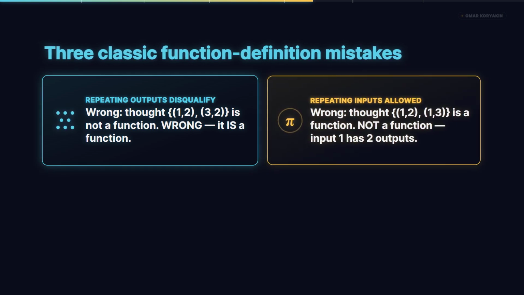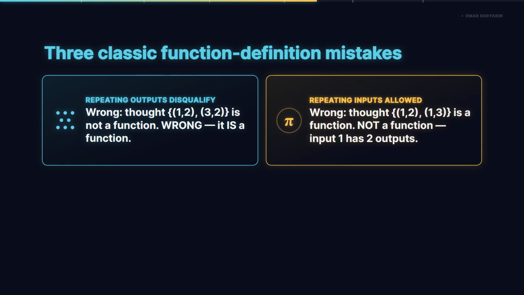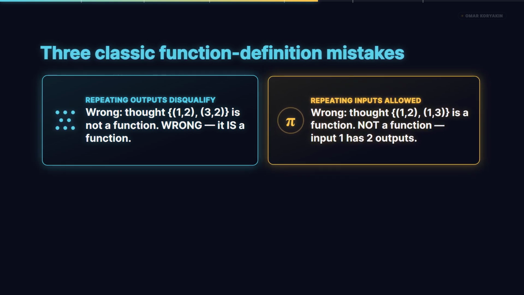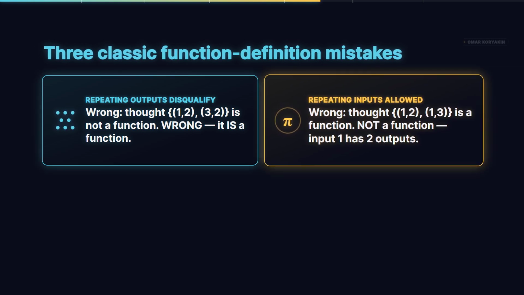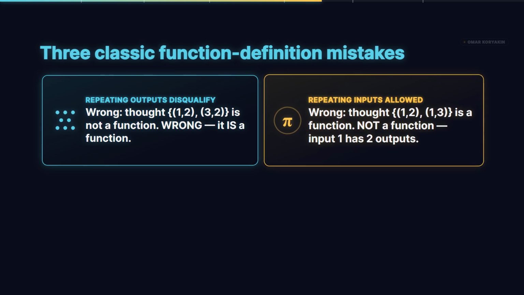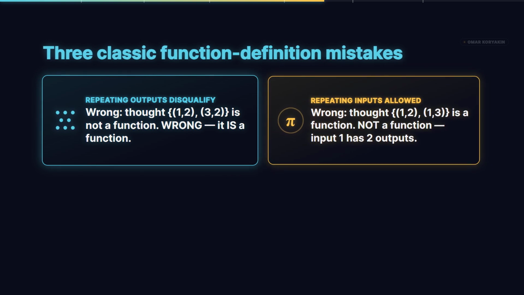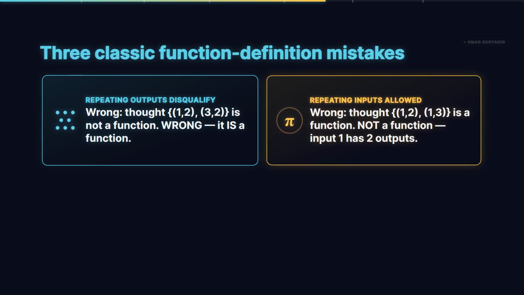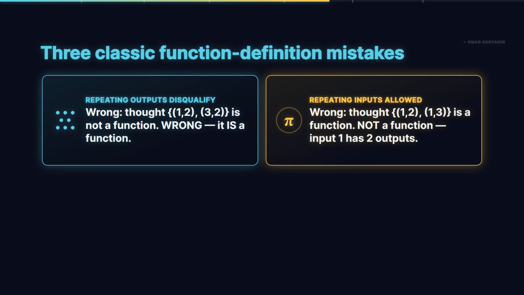Second mistake, believing that repeated input values are allowed in a function. A student looks at the set containing the pair (1, 2) and the pair (1, 3), sees that the same input 1 appears with two different outputs 2 and 3, and concludes the set is a function on the grounds that the outputs are different. The conclusion is wrong. A function requires each input to map to exactly one output, so input 1 mapping to both 2 and 3 is not allowed. The fix is the same rule from the first mistake, applied in the other direction.